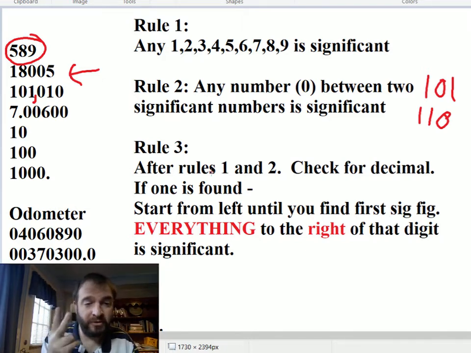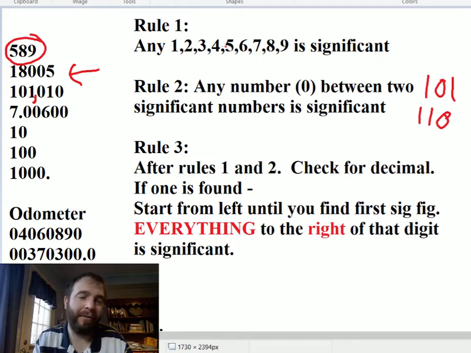Rule 3 is a 2-step rule to an extent, but to be honest, Rule 1 is pretty easy. It's any number that's not 0. So I still consider it to be just one rule, right? Rule 1 is like a half a rule, right? Rule 3 is like 1.5. Here we go. Rule 3, you have to do Rule 1 and Rule 2 first. So let's do it.